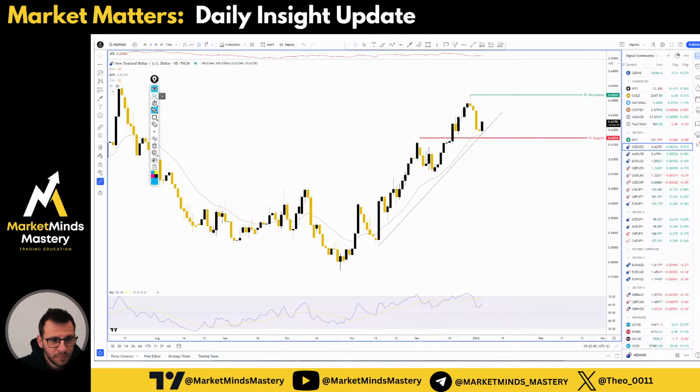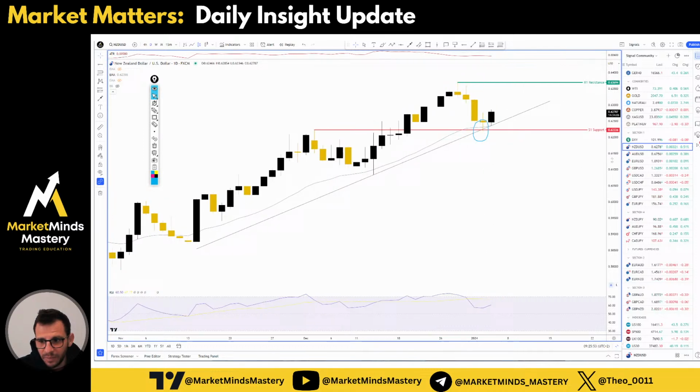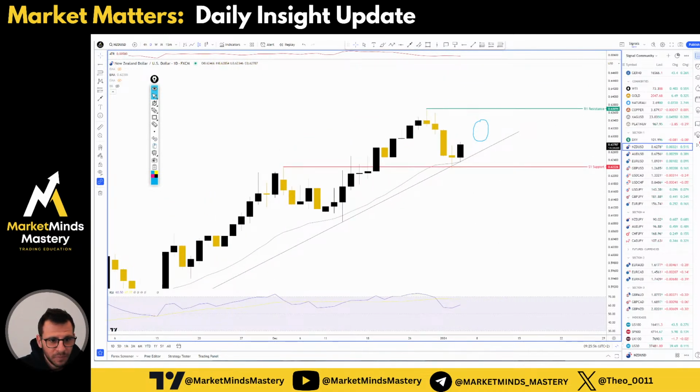So yesterday the price retested this. Let's zoom in a little bit. Yesterday the price retested this area of support that coincides with this trend line, this 20-period moving average, and the previous swing high.